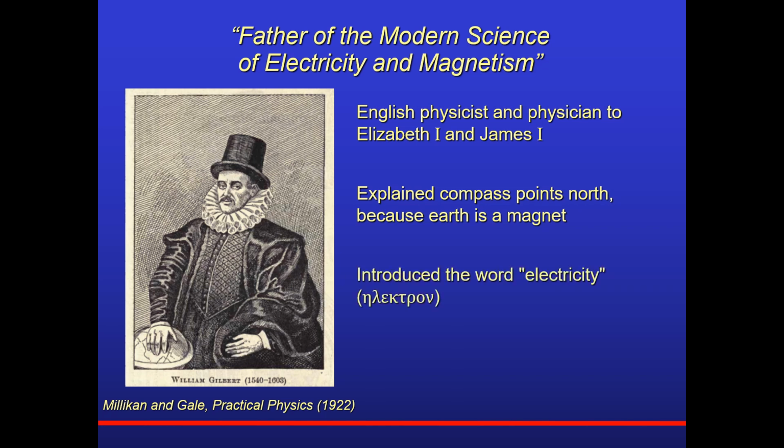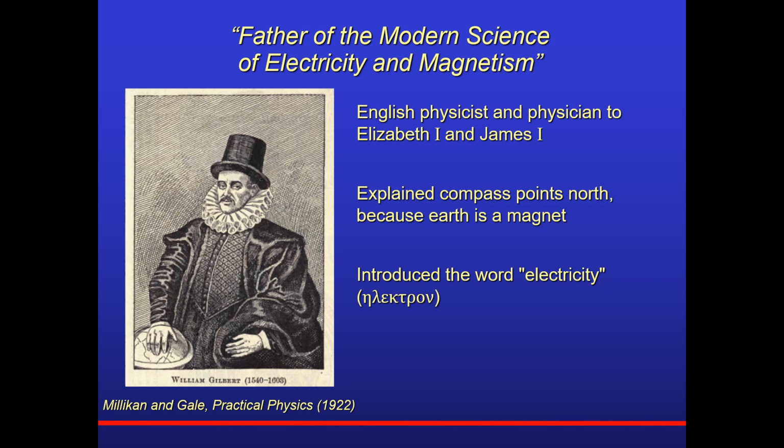It was Gilbert who introduced the word electricity into the English language. He took it from the Greek word electron, you see written there, which is the word for amber. The Greek word for amber, which is fossilized tree sap. Now, why is electricity associated with amber? Well, it turns out that amber is an excellent insulator.